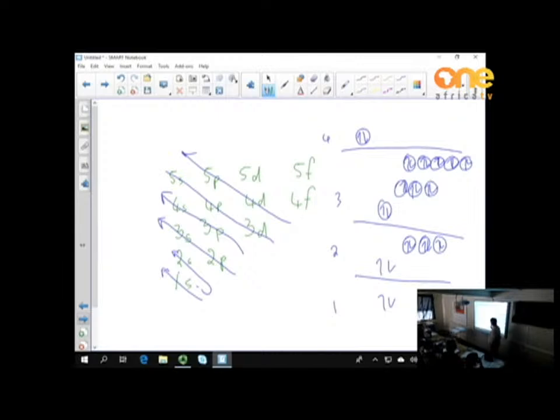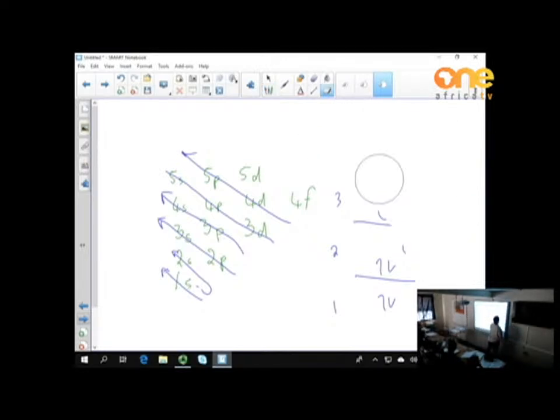Now, when we're going to have a look at the spd notation, there are two exceptions to this order. Now, your syllabus does not specifically say you must know those two exceptions, but they also don't say you don't. They say in general, you must be able to do the spd notation. So now the two exceptions are chromium and copper.